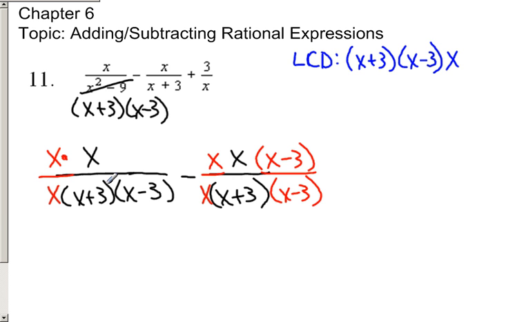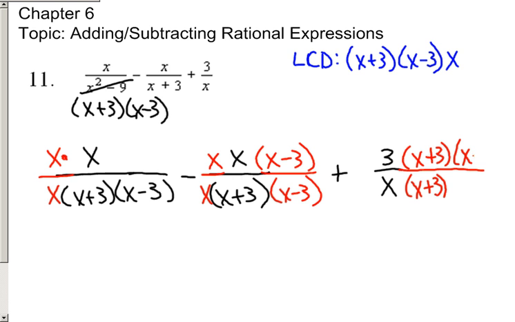The third rational expression is 3 over x. It has a denominator that is missing the x plus 3 and the x minus 3. So I am going to multiply the numerator by x plus 3, the denominator by x plus 3. I am also going to multiply the numerator and denominator by x minus 3.